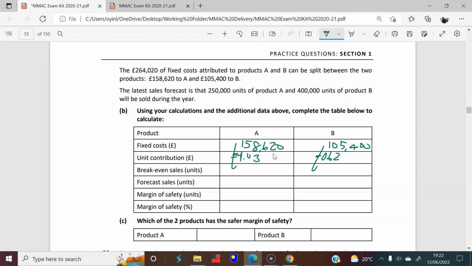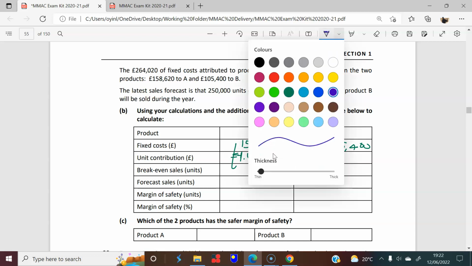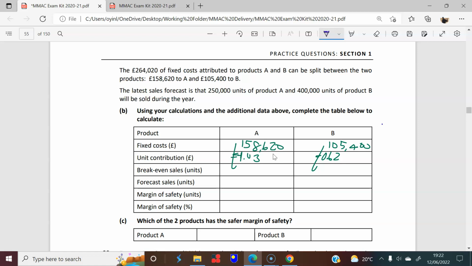So we now know what the fixed costs are. We know what we need to break even, which is literally just the fixed cost divided by the unit contribution. So breaking even for A is 158,620 divided by £1.03, which is 154,000 units to break even. And here we have 105,400 divided by 0.62, which is 170,000 units to break even.